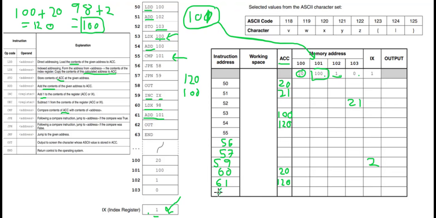62, which is here, is output. So we output whatever's in the accumulator. In the accumulator at the moment it is 120. So we go to our output table, we find 120, and it's X. So as it is a character, I'm going to put speech marks around it. Oops, put it in the wrong space, my bad. X. And then finally, 63 is end, but I still noted it there.